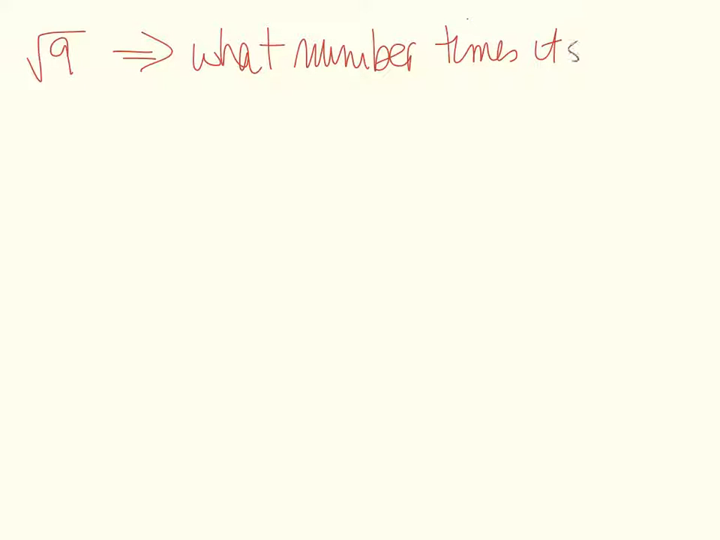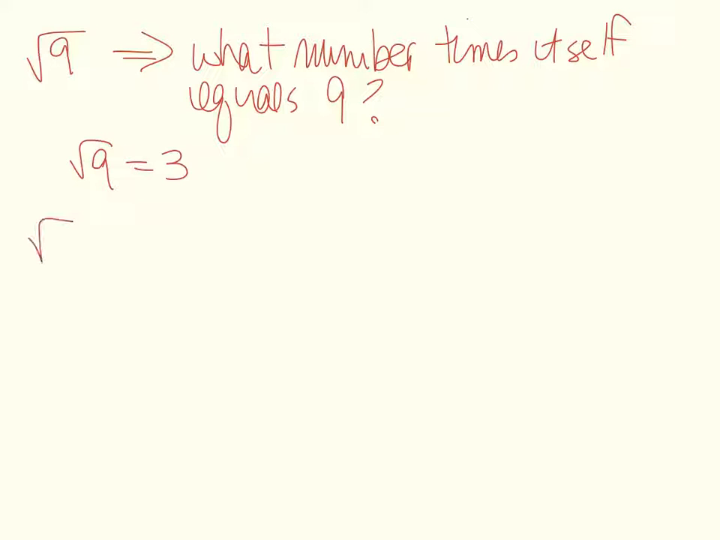So first of all, let's just talk about the square root of 9. What does it mean? Really, it means what number times itself equals 9. So that one's pretty okay. Square root of 9 equals 3. Okay, moving on. Square root of 16. What number times itself equals 16? That's 4 times 4. So square root of 16 is 4.